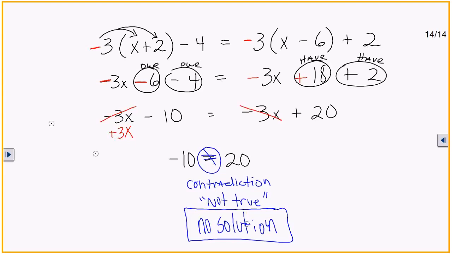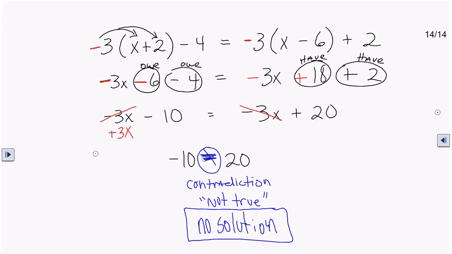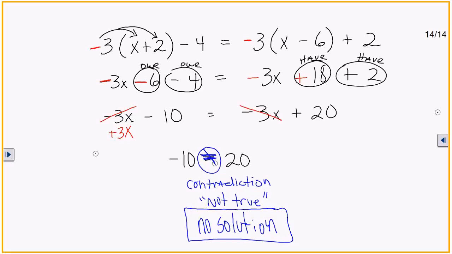We did the math correctly, and we came out with a problem that had a contradiction. A contradiction means it's not equal. Negative 10 is equal to 20. That's not equal. Negative x is equal to negative y. That's not equal. 2x is equal to star. Something that doesn't make any sense. Most of the time, it's going to be a number like negative 10 and positive 20.